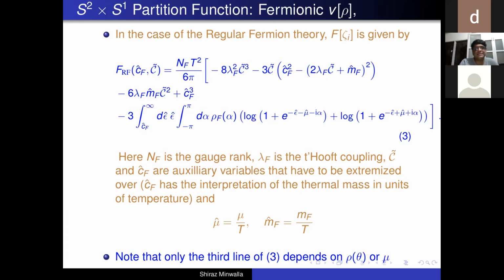Here I've used symbols like mu hat. Mu hat is the chemical potential of the theory divided by the temperature, and m_F hat is the UV mass divided by the temperature. Now, this free energy has a first line, a second line, and a third line. Only quantities in the third line depend on the eigenvalue density and on the chemical potential of our theory. The first two lines don't depend on either. So this third line will be special, as we will see.